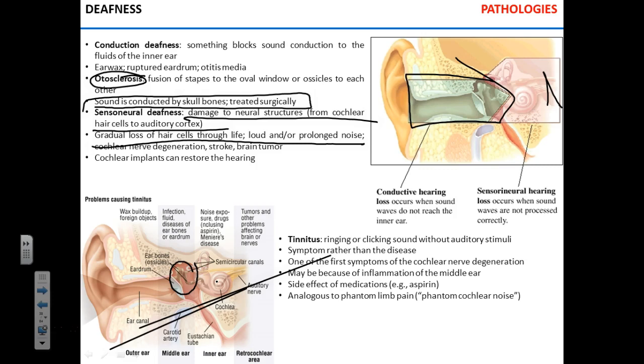Tinnitus, ringing or clicking. Essentially, it's the auditory hallucination. You hear the sound when there is no sound. I have tinnitus myself. From time to time, my ears start to ring. It's very, very weird. Okay?